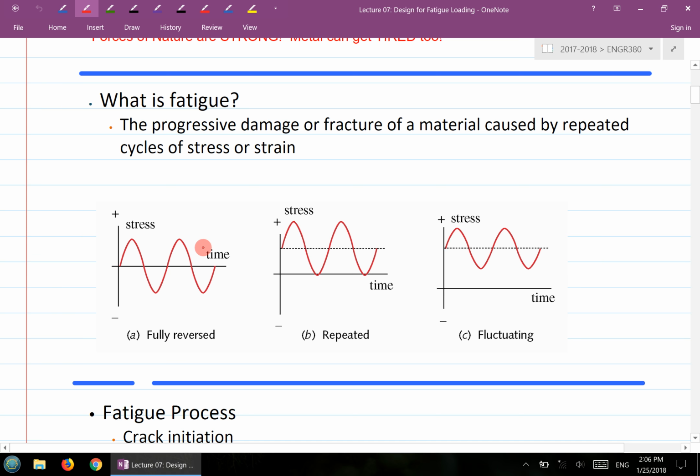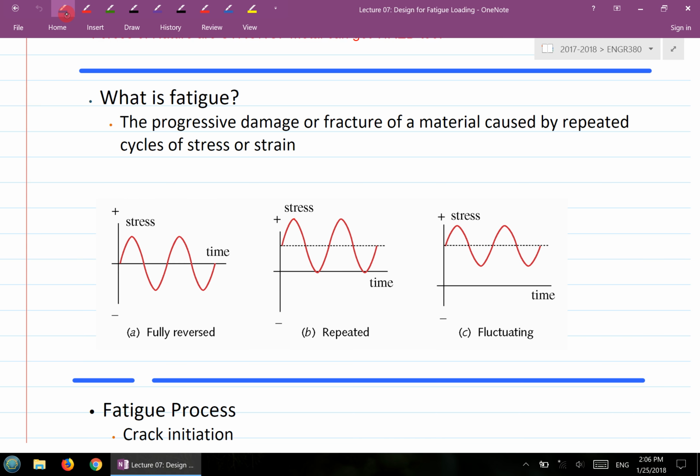That's your loading. For the sinusoidal curve, the important parameters you should remember: one is the amplitude, and we call that sigma A. So this is your amplitude. Also you have a maximum and minimum, so you have a sigma max and a sigma min here. That's fully reversed, or sometimes we also call it completely reversed. The wording is different, but it's the same thing.